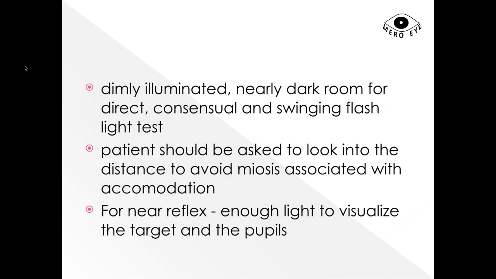While we are doing the pupillary light reflex, it is very important to ask the patient to look at a distant target, because if the patient is looking at you or at the torchlight, then because of accommodation, miosis is induced and the pupil becomes small, and we will not be able to elicit the different reflexes. That is why we have to be careful while shining the torchlight, that we do not obstruct the patient's view, and the torchlight is swung from one eye to another from below the patient without obstructing the distant target.